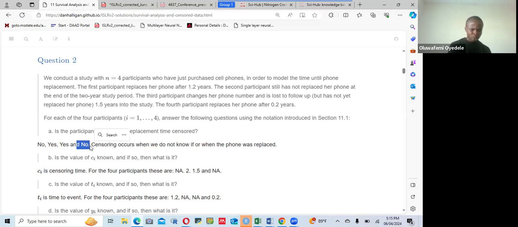So 2B says, is the value of c_i known? And if so, then what is it?